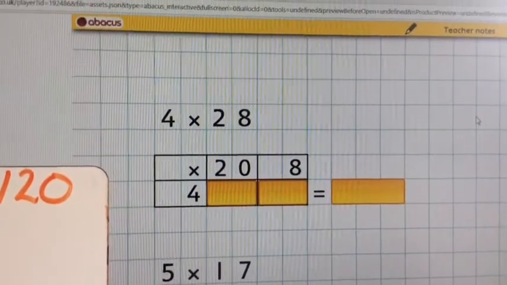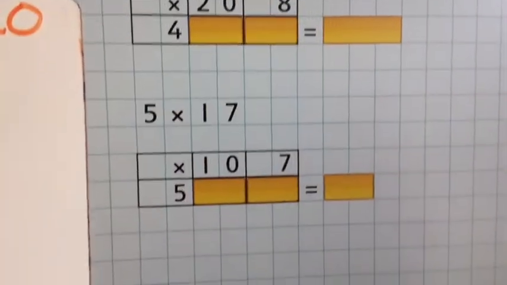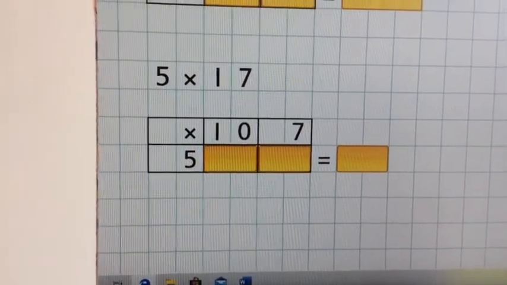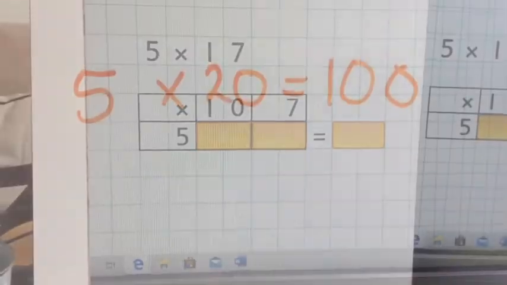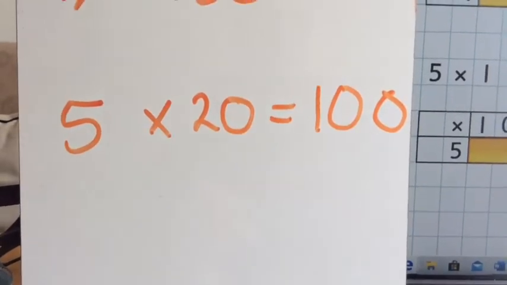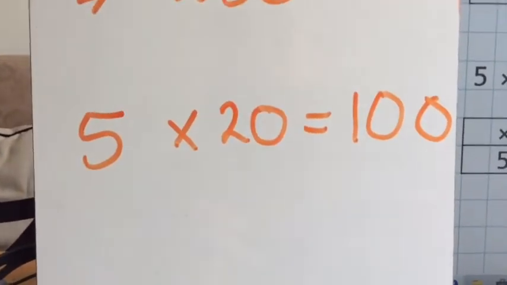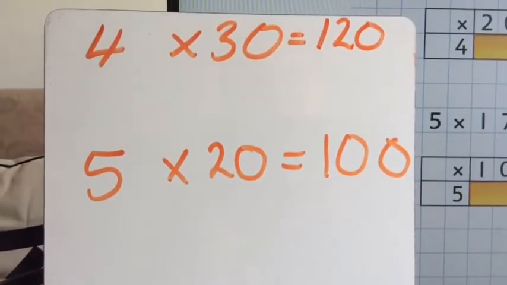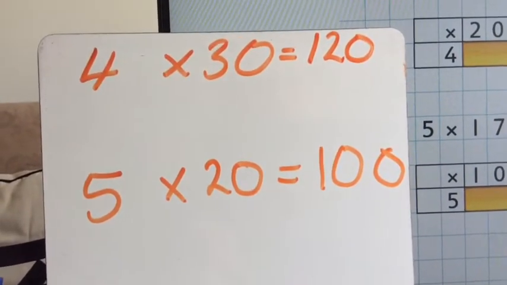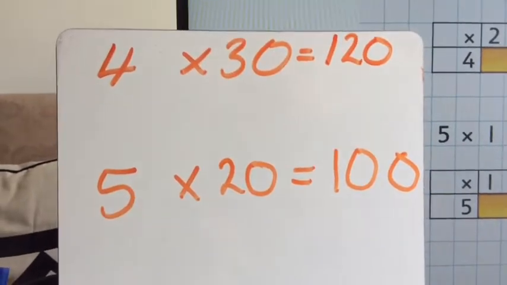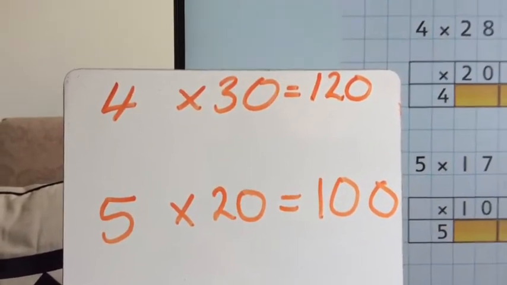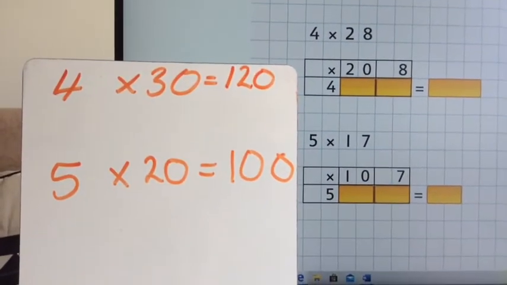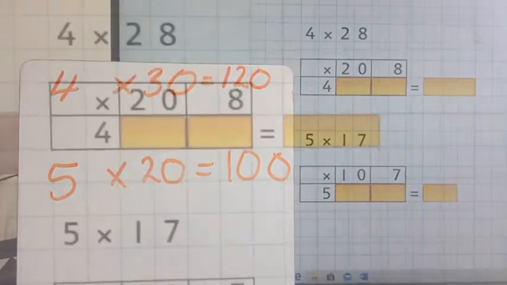That answer is going to be about 120. What would we round 17 to? For a quick rough estimate. We could do 5 times 20, couldn't we? And we know 5 2s are 10, so 5 20s are 100. So with our rough guessing or estimating, 4 times 28 looks like it's going to have the bigger answer, but let's just check.